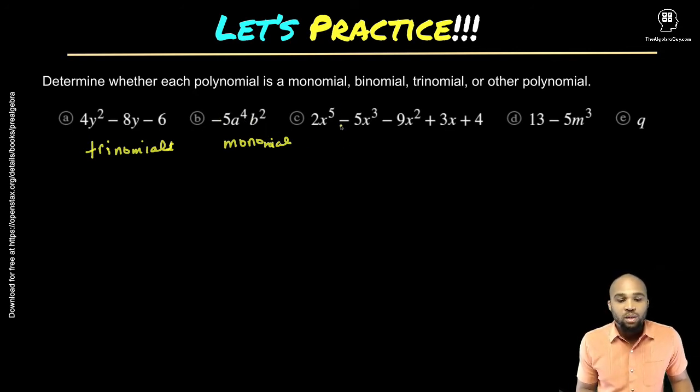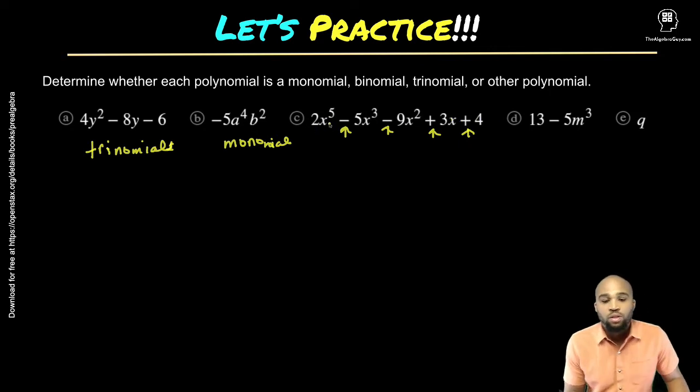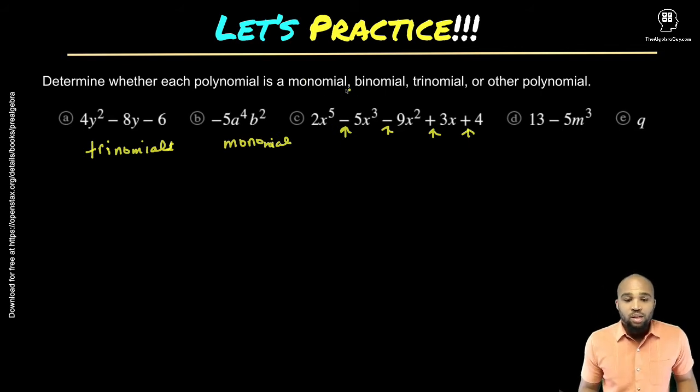Now in this one we do have some subtraction signs, so I know we probably have more than one term. Why do I say probably? Because we have to make sure that the variables are different, and they are. X to the 5th, x to the 3rd, x squared, x. So these are all completely different. We have 1, 2, 3, 4, 5, literally 5 different terms here. So it's not going to fit monomial, binomial, or trinomial. So we're just going to call this a polynomial. I'm just going to abbreviate it poly here.